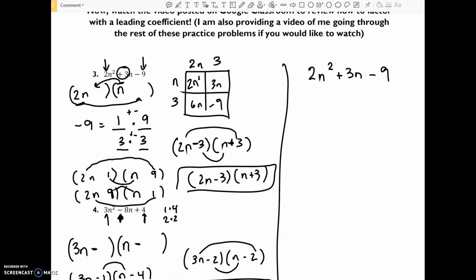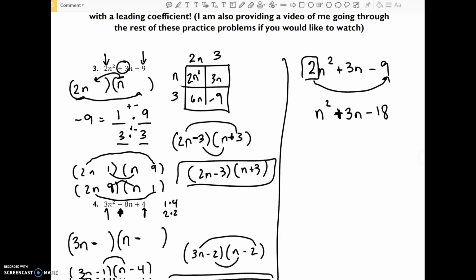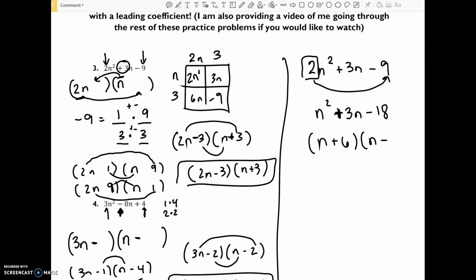How my trick works is you take the leading coefficient, you multiply it to the last number. Now you can factor this thing as you normally would with a leading coefficient of 1. What two numbers multiply to negative 18 that add to 3? In this case, that is n plus 6, n minus 3. Now here's the trick to how to do this. When you're done with this step, you have to divide the numbers that you got by that leading coefficient, that a value that you had at the start, and then you have to simplify.